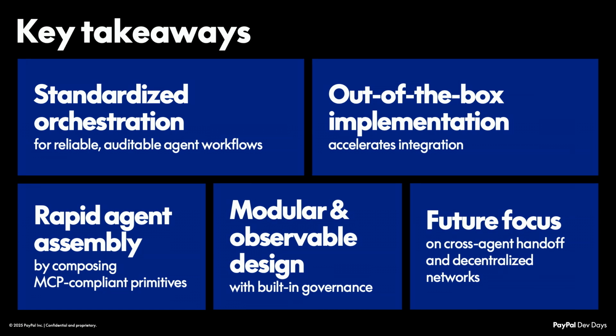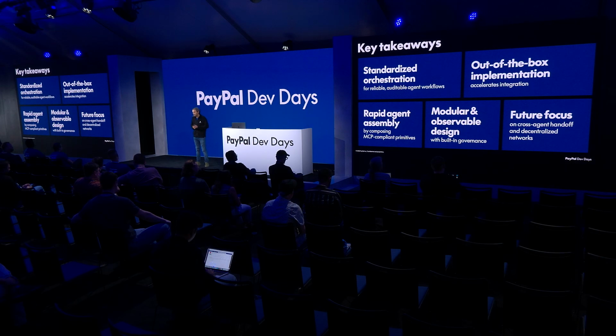So you might have multiple capabilities. There needs to be a way by which we should be able to discover the agent quickly and then also assemble the capabilities fast enough. We want modular and observable design with built-in governance. And then certainly a lot of focus also is on cross-agent discovery, as well as networks that could be decentralized as well. So 5 standard takeaways there as we come about.